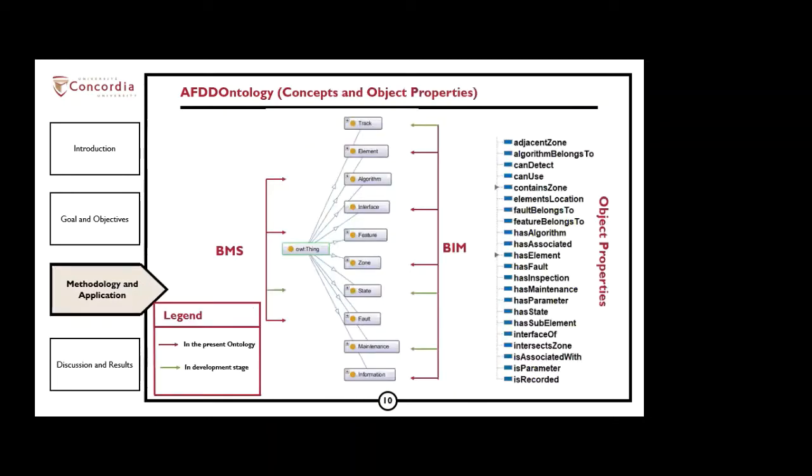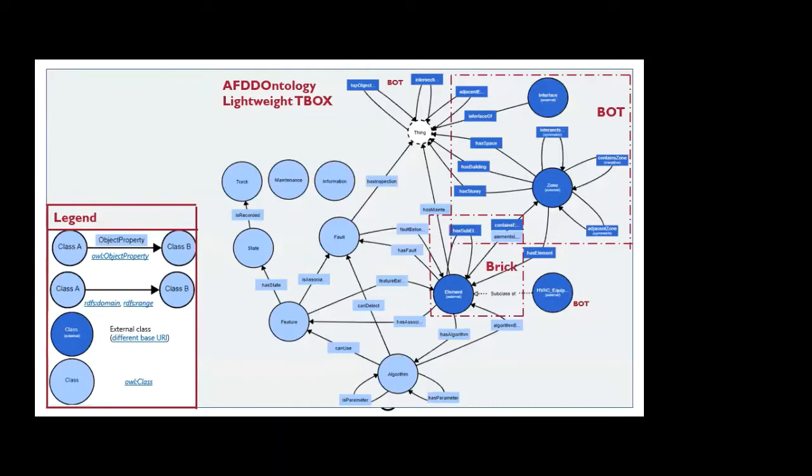These are the 10 main concepts that the AFDD ontology has. Some of them, just to name a few, are element, type of faults, type of algorithm, the interface of it, the maintenance, and the information associated with building and HVACs. Now, some of the information is brought in from the BMS system, and the other information is from BIM. So these are where these concepts can be brought in, and the type of relationships between these concepts, the axioms, are on the right-hand side, each of these denoting how these concepts interrelate to each other and what type of constraints are available in this AFDD ontology.